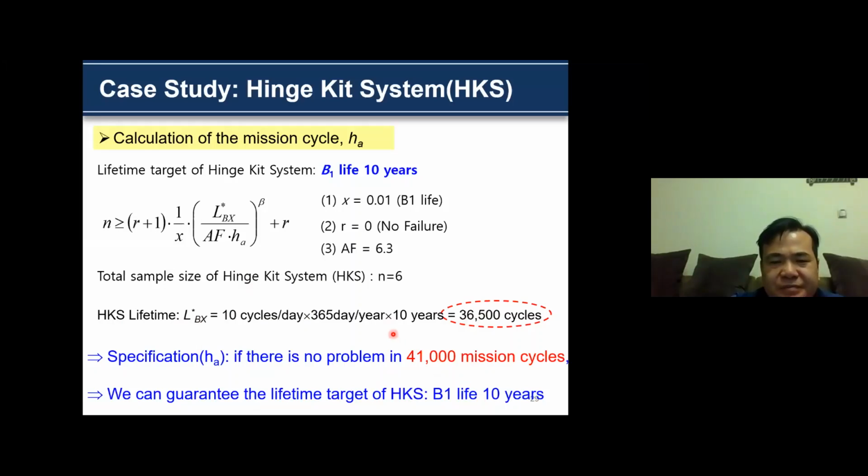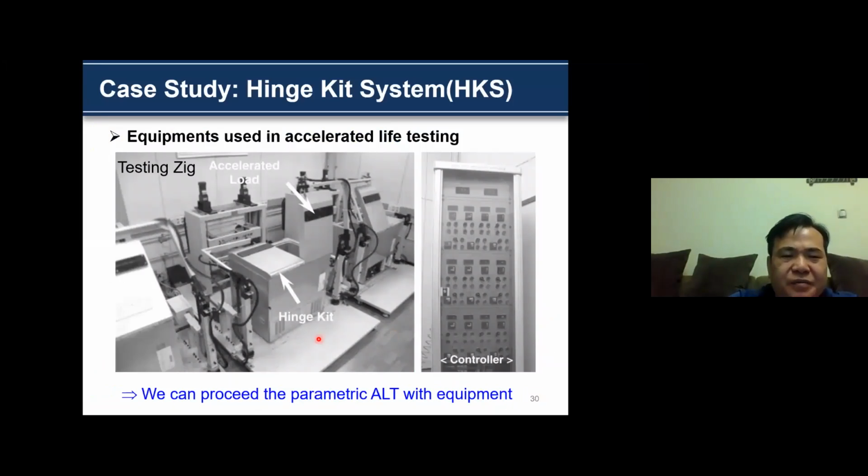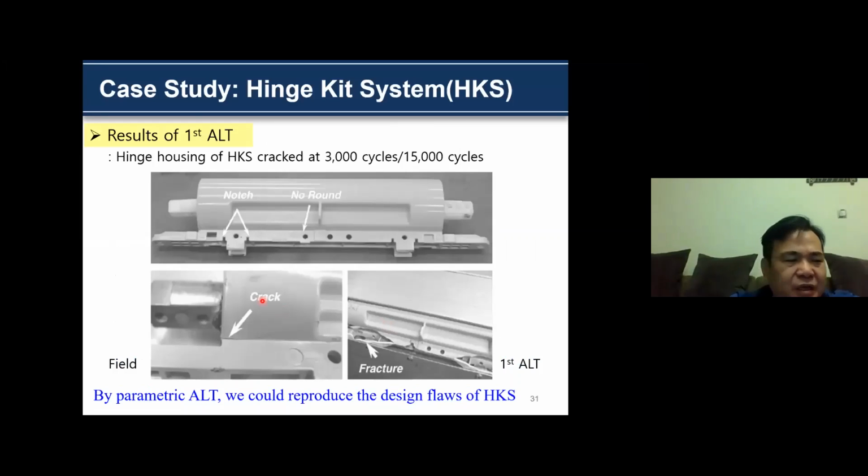This is the equipment for the accelerated testing, and we have a test jig and a controller. We can proceed with the parametric art with the equipment. I will explain the result of the first parametric art. We found that the hinge kit housing cracked at 3,000 and 50,000 cycles. The pattern of the first parametric art is similar to the data of the field. By parametric art, we can reproduce the design fault of the hinge kit system.